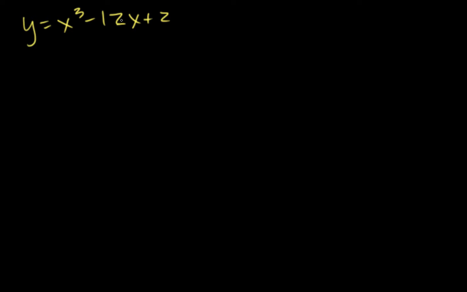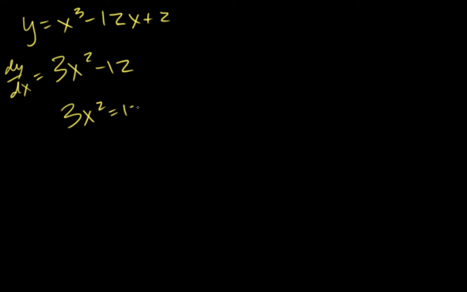Okay, find the equations of any horizontal tangents to this. Okay, so we're going to, once again, find the derivative. So 3x squared minus 12 is going to be our dy dx derivative. Now, horizontal lines have a slope of 0, so we're going to set our slope function equal to 0, once again because it's asking for horizontal slopes, and we can just solve that.